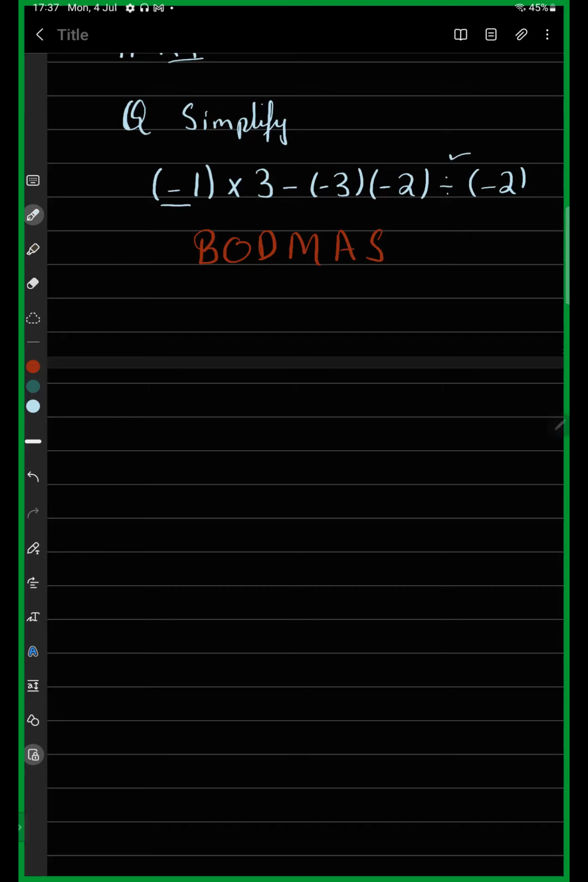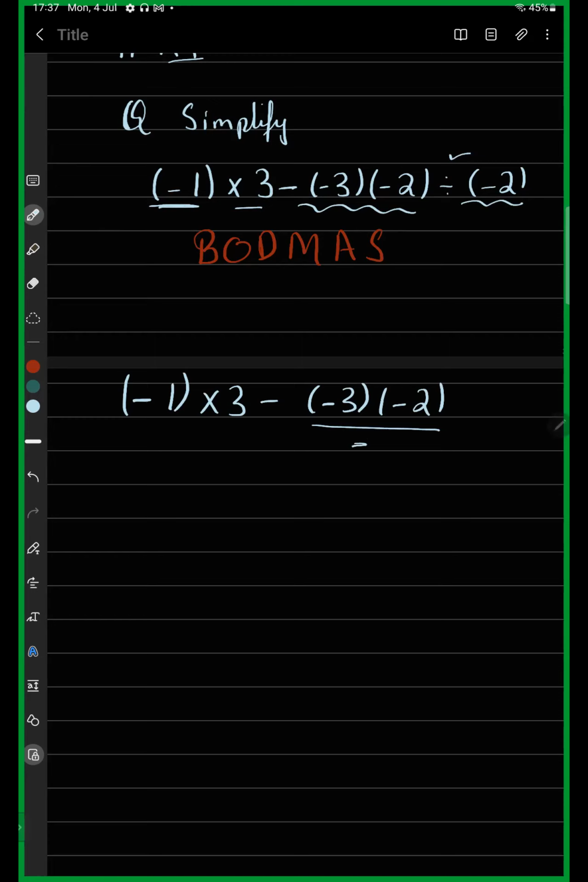Now this is where division is. So it's -1, it's being multiplied with 3. Then we have minus, and then yes, it would give you +1. You're right, Umayza. Please look over here. This entire thing is being divided by this. So I have -1, and that is being multiplied by 3. Then we have minus, and then we have -3 -2, and it is being divided by -2. This is how I can rewrite the question.